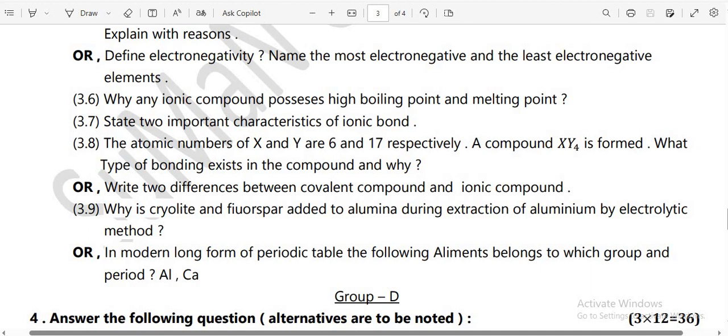3.9 Why is cryolite and fluorspar added to alumina during extraction of aluminum by electrolytic method?